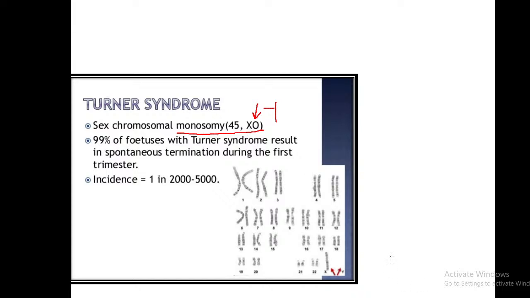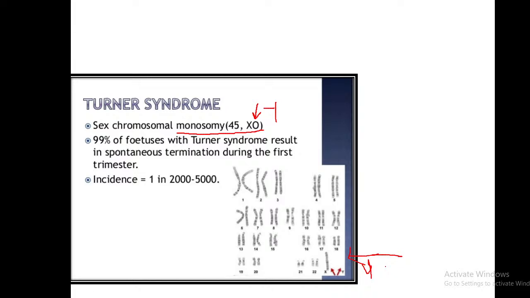Here you can see this region. This region you can have a look at. Here the Y chromosome is missing. X is missing. That is known as Turner syndrome. The characters of this syndrome were first described by Henry H. Turner, and so the name is given like that.